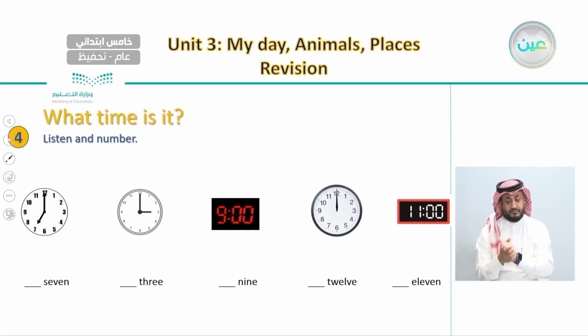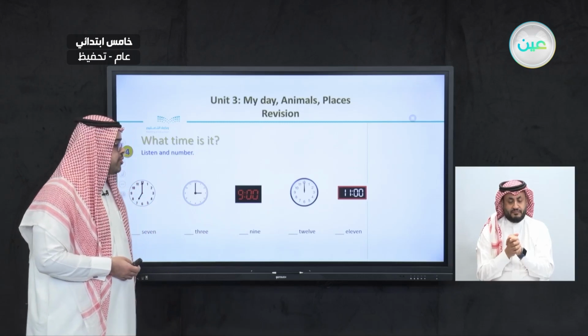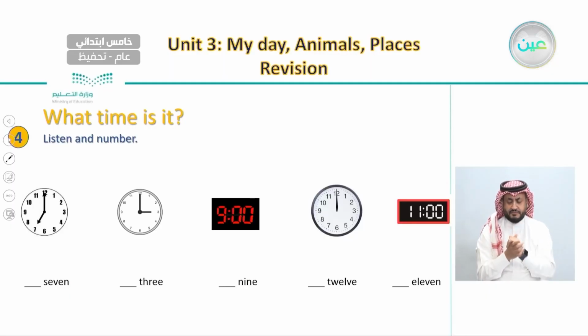After this, we learned how to say, what time is it? Here you need to listen to the times, and match each of these times with the right numbers. For example, the first time we listen to is 12. Which of these times did we listen to first? It is 12. So here we go to 12 and we write number 1.